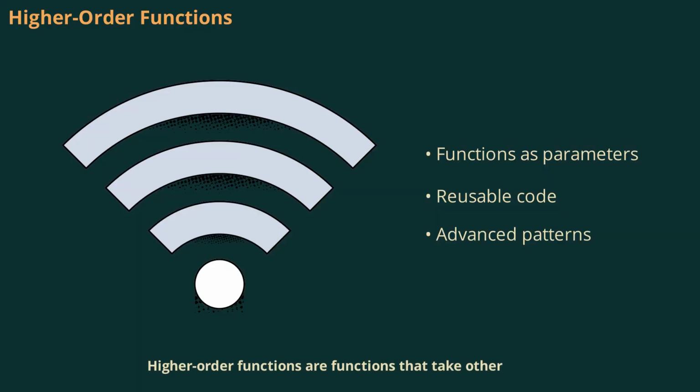Higher-order functions are functions that take other functions as parameters or return them as results. Kotlin's support for higher-order functions enables advanced programming patterns such as callbacks and functional pipelines. By using higher-order functions, you can build flexible and reusable code structures that adapt to different scenarios.